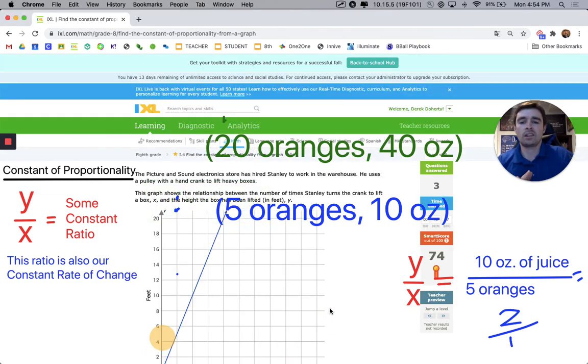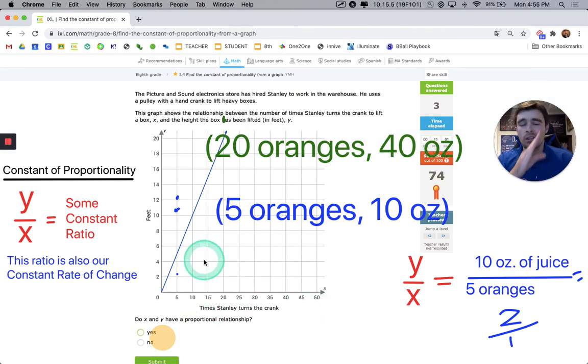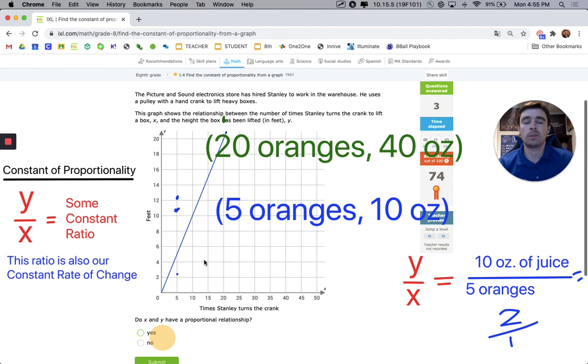So that's the idea of this assignment. Figure out if the graph's proportional or not. All the ones that start at the origin and have a straight line are proportional. And once you know it's proportional, just use any data point on the graph. Y divided by x should always give you the same constant ratio.